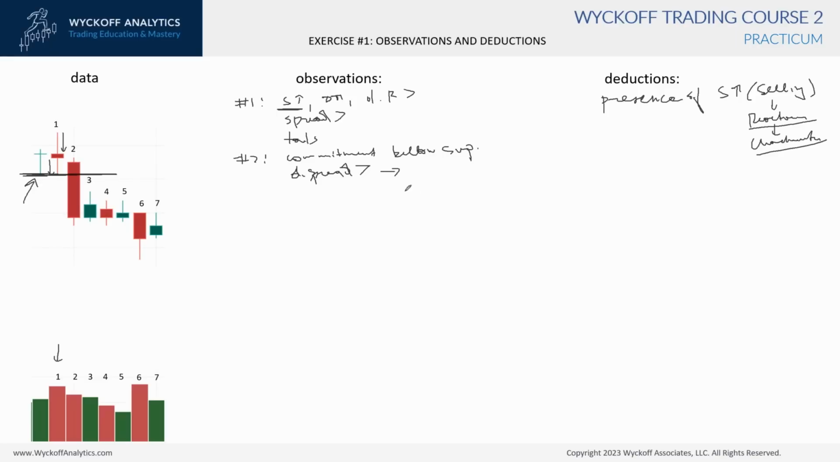On this expansion, what could we say about the volume signature? I mean, volume is decreasing for sure, but how much is it decreasing? Is it decreasing by a lot, or relative to the first three bars, 1, 2, and 3, is it relatively high still, right? So still high volume signature, which is again suggestive of the presence of the supply. And this is more of the deduction, so supply is still present.